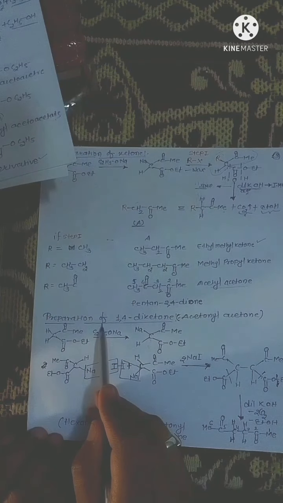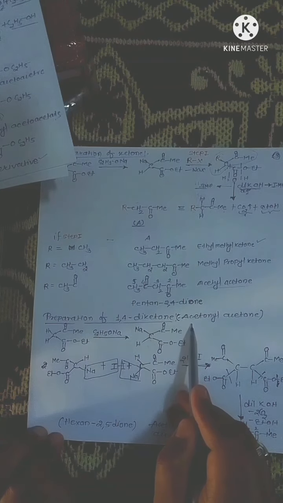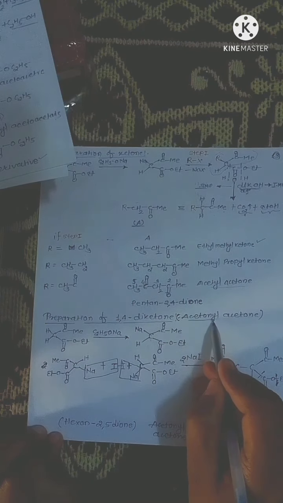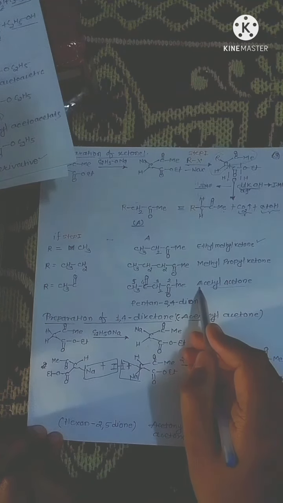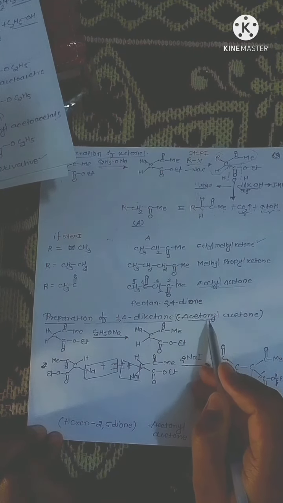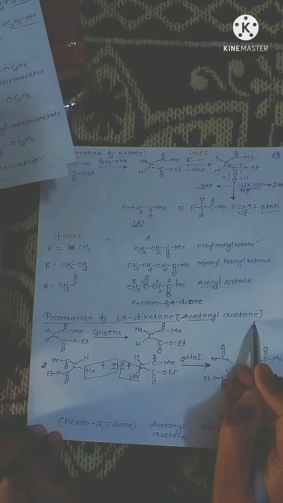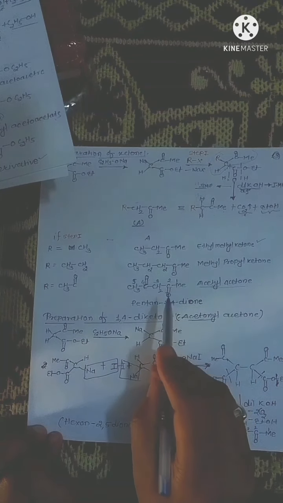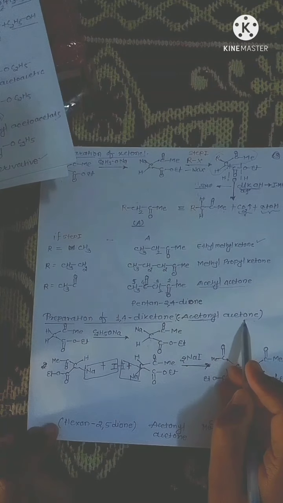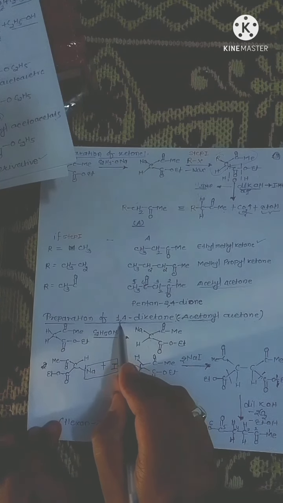Now preparation of 1,4-diketone, that is acetonylacetone. Just see the difference between these two names. It is acetylacetone and it is acetonylacetone. Acetylacetone is basically a 2,4-diketone, and acetonylacetone is basically a 1,4-diketone.